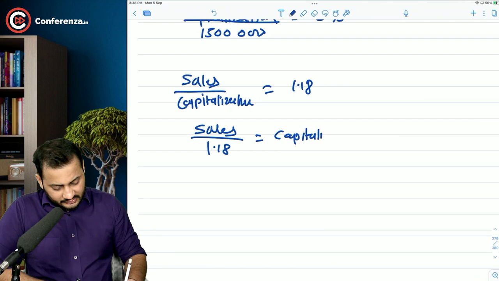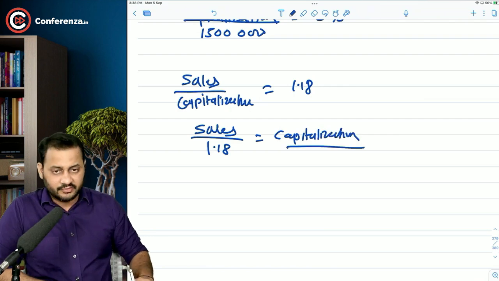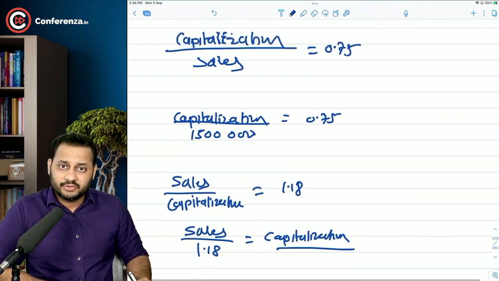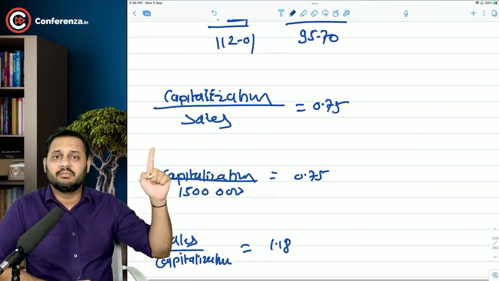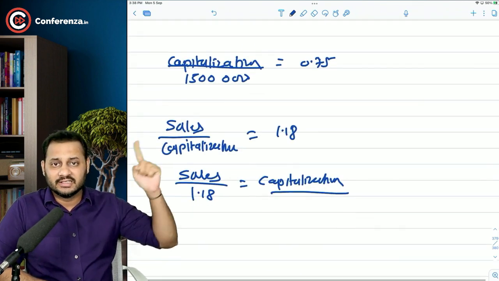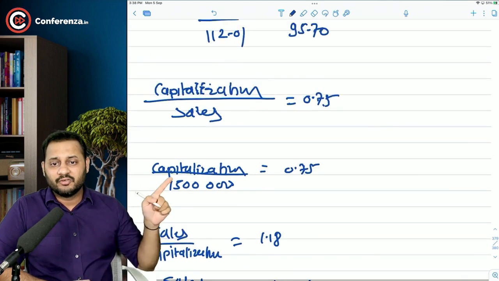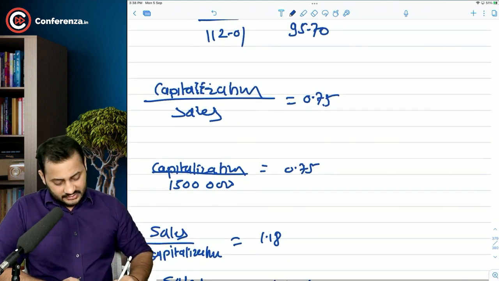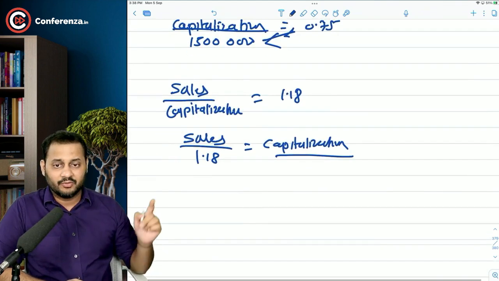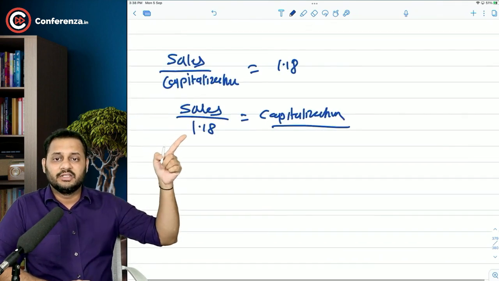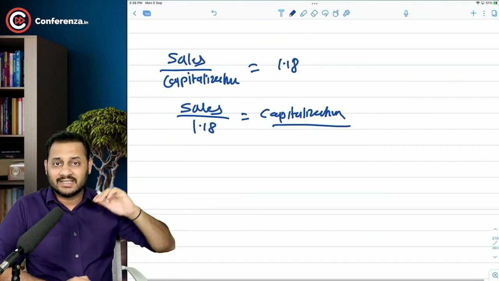Do you understand how different it is from the previous question? In the previous question, the ratios were capitalization by sales. In this question, it is sales by capitalization. So instead of multiplying the sales with these figures, now we will have to divide the sales with the value 1.18. That's the only difference.